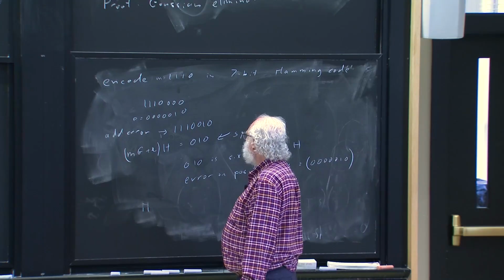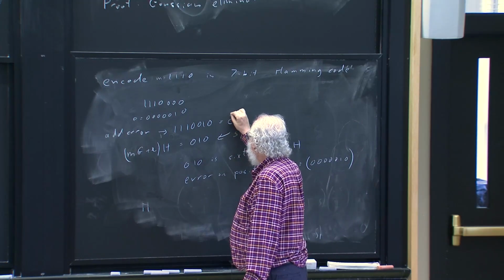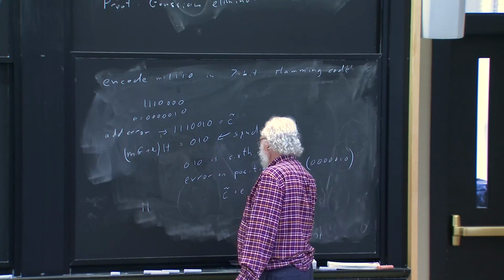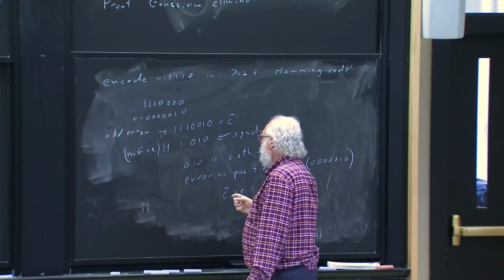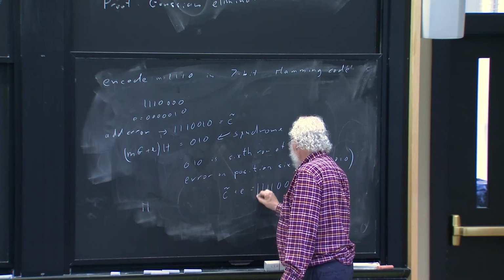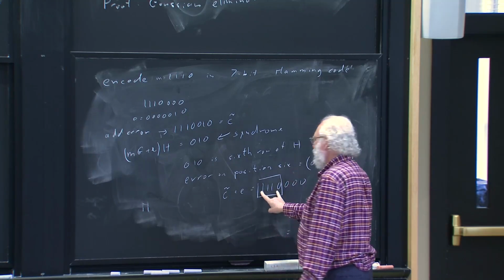And this was C tilde. So C tilde plus E is equal to 1, 1, 1, 0, 0, 0, 0. And this first part is the message.